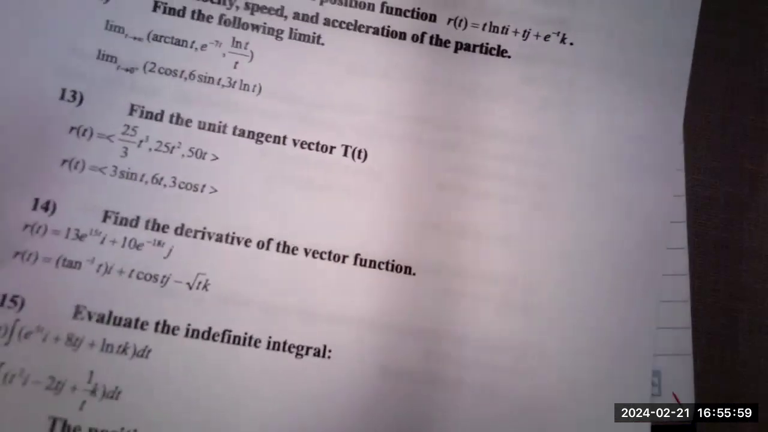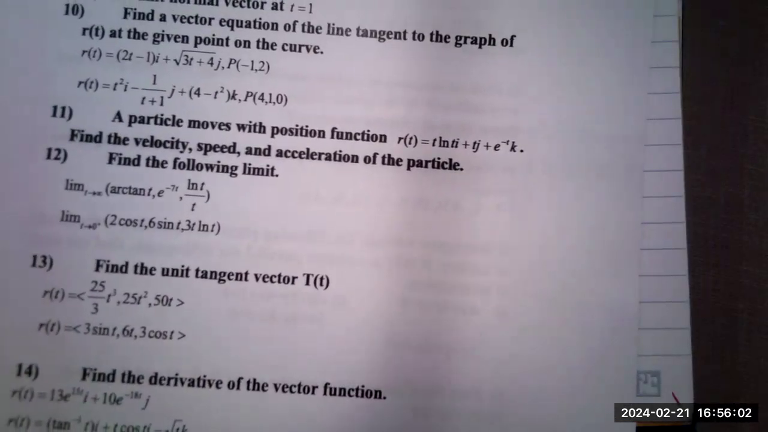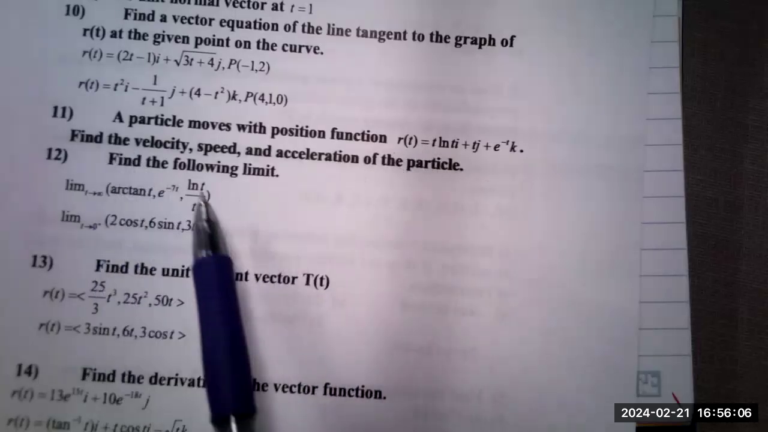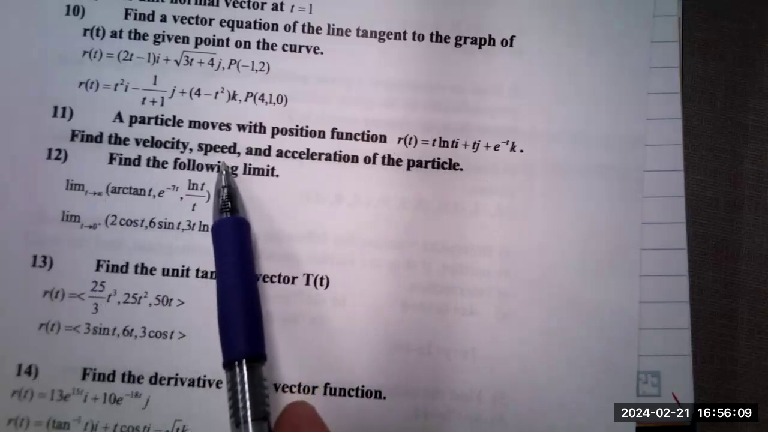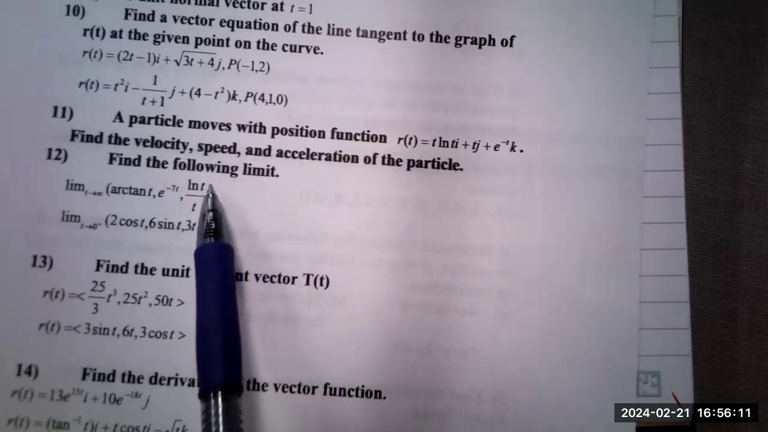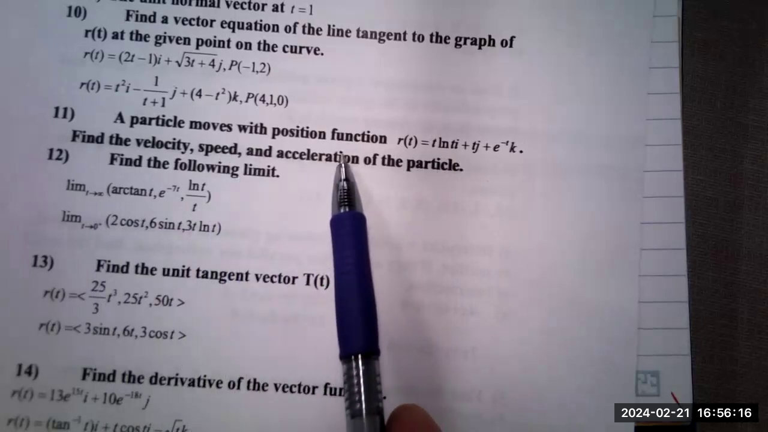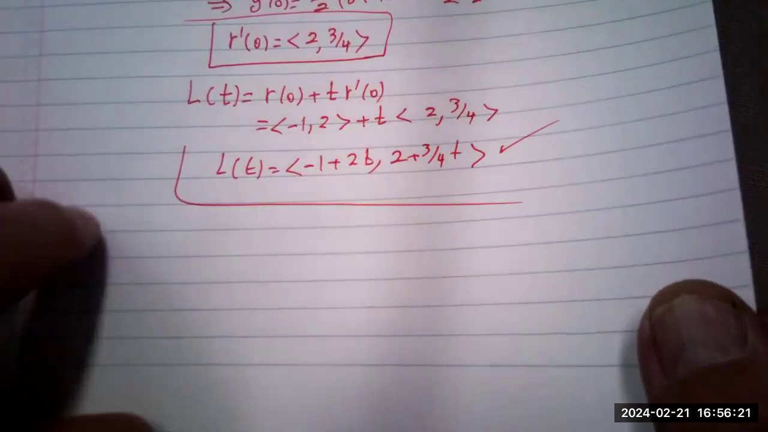So the position of the object is given to you, r of t, and they ask for the velocity. Velocity is the derivative, r prime of t. Then they ask for the speed. The speed is the norm of the velocity, the norm of r prime of t. And then acceleration is the second derivative. Don't miss it. This would be a very easy question. Let me explain this one to make sure we have our formulas ready. So this is question number 11.